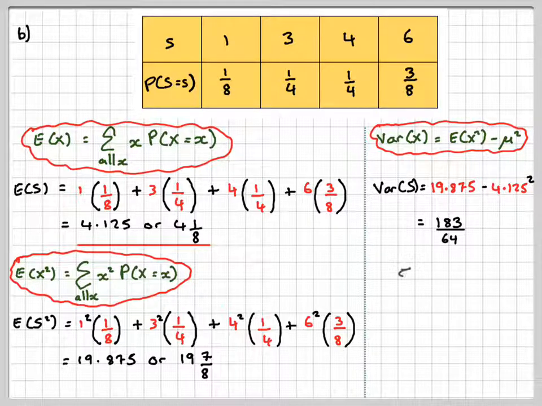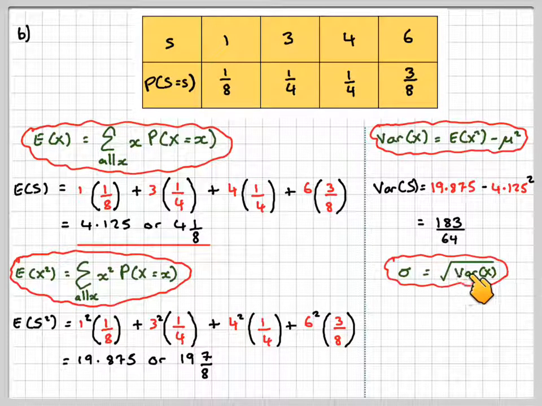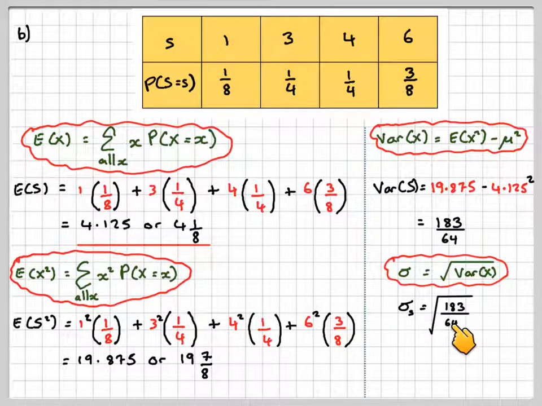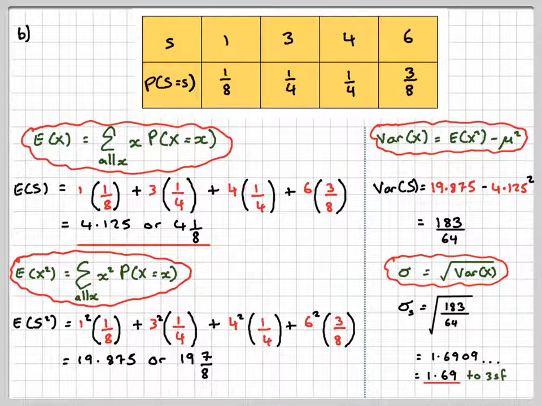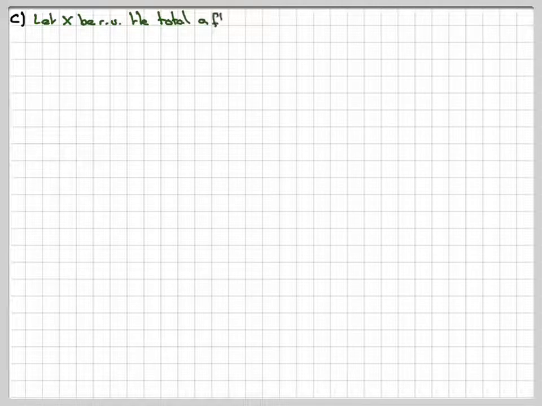Now we're asked to find the standard deviation. So the standard deviation is the square root of the variance. And so the standard deviation of the variable S will be the square root of 183 over 64, which is 1.6909, which is 1.69 to 3 significant figures. Right, now we have to find the distribution of the sample mean. We're finding the mean of the total score if we spin it 3 times. So let X be the random variable, the total after 3 spins.